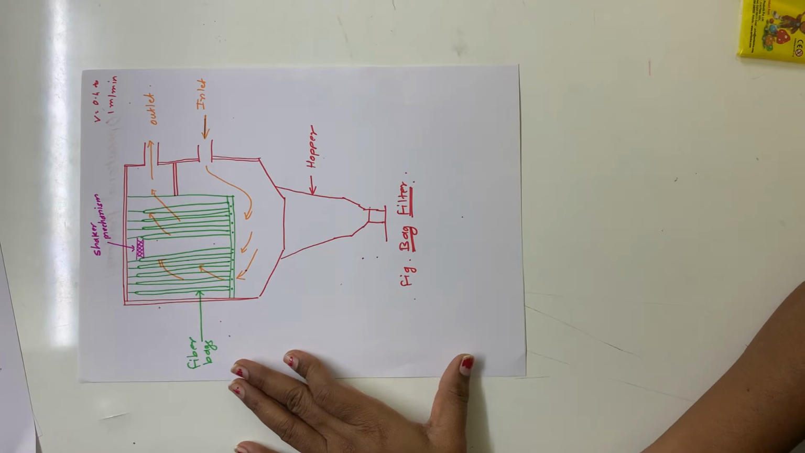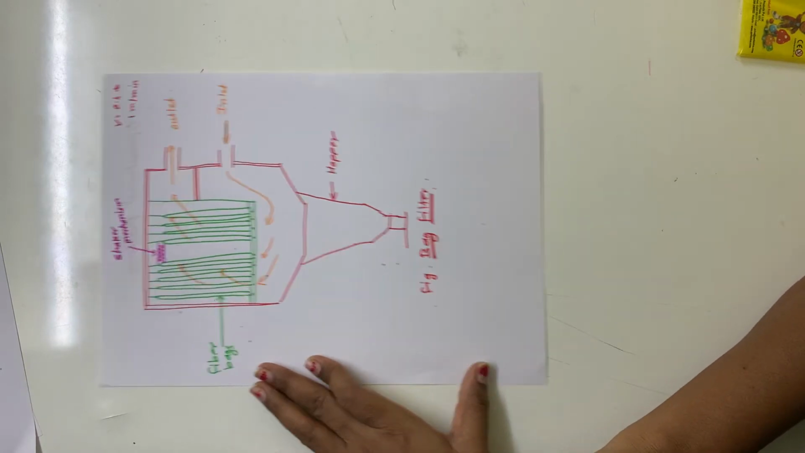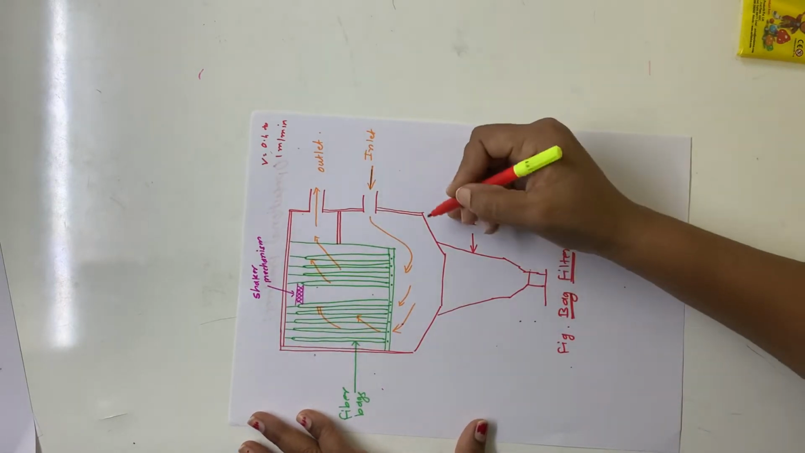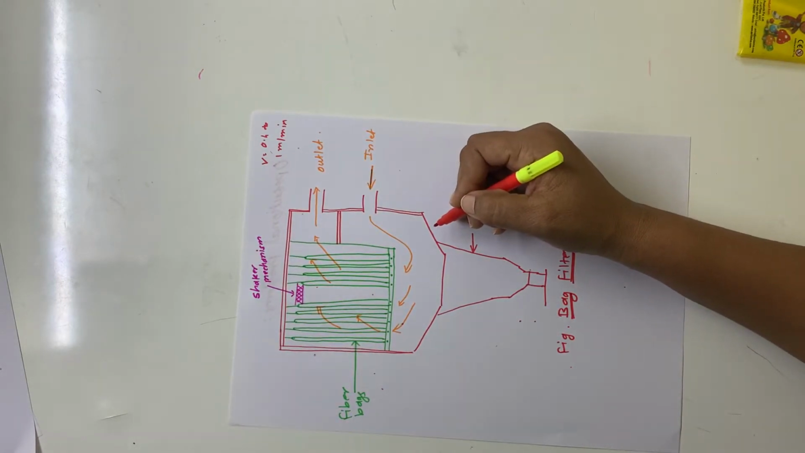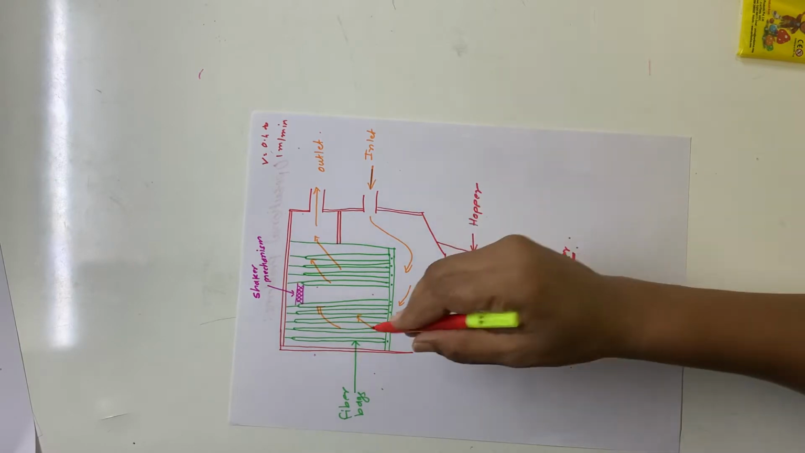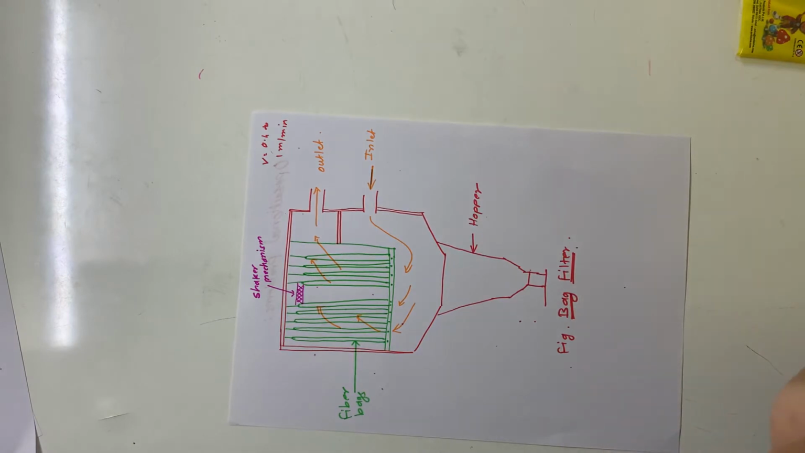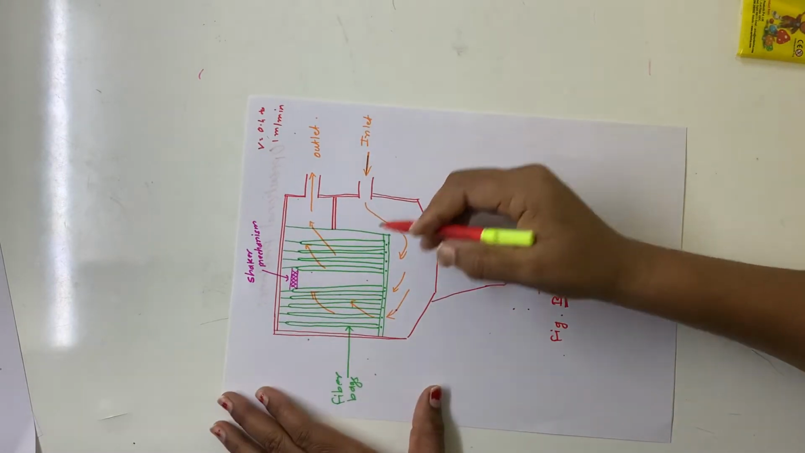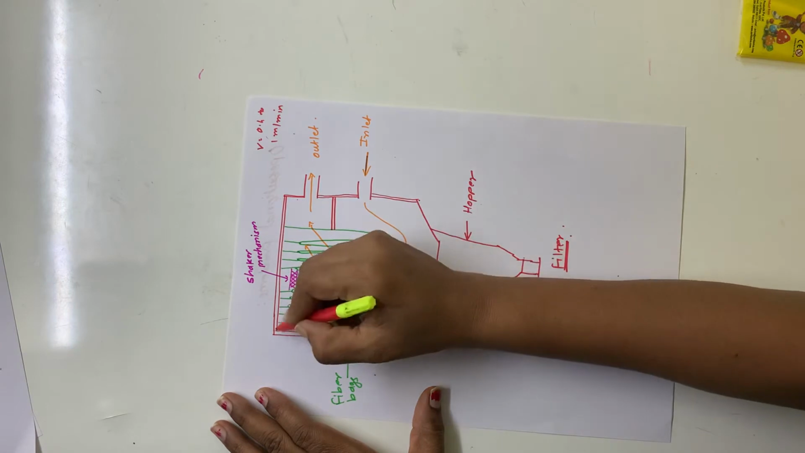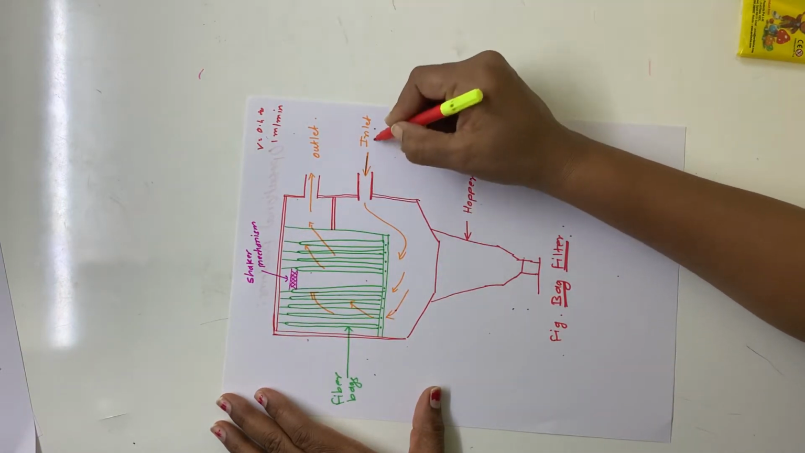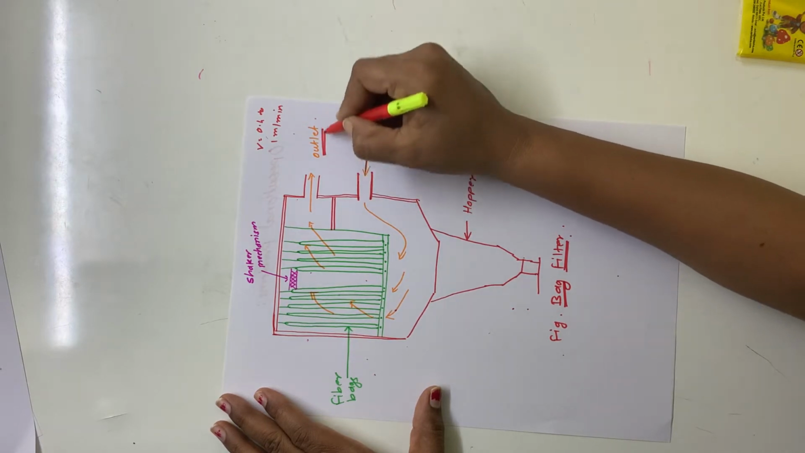The bag filter has cotton bags. With this figure I will explain the function and construction of this bag filter equipment, which can be used for the control of air pollutants at the source in an industry before the air is allowed to pass towards the stack. This is the chamber in which there is an inlet provided here and the outlet arrangement is made here.